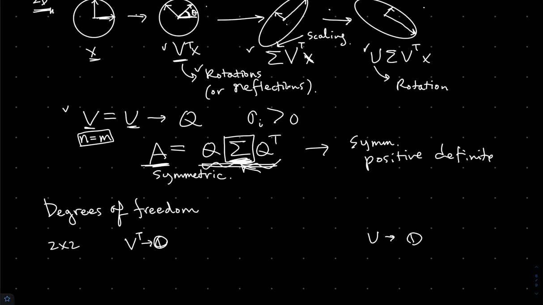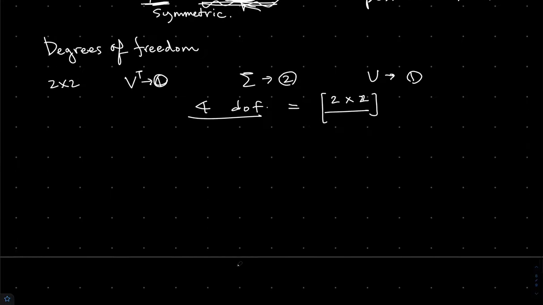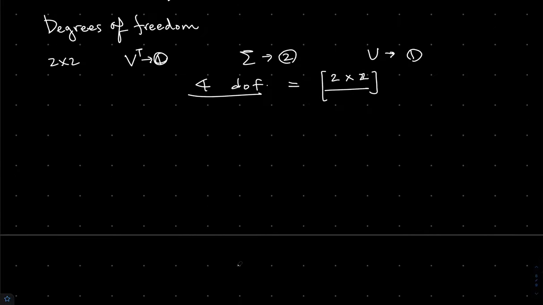And what were the degrees of freedom for the scaling? The scaling had 2 degrees of freedom, one for each vector. Combine that, we have 4 degrees of freedom. And this is the same as the number of elements in the 2x2 matrix. So 4 elements, 4 degrees of freedom. We can see that the degrees of freedom match the degrees of freedom in the matrix.